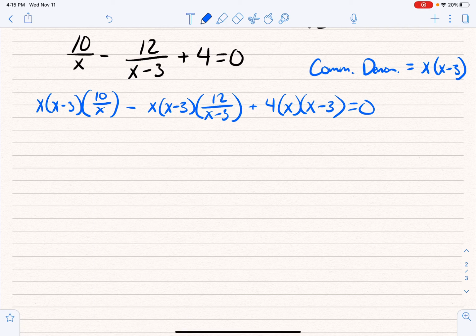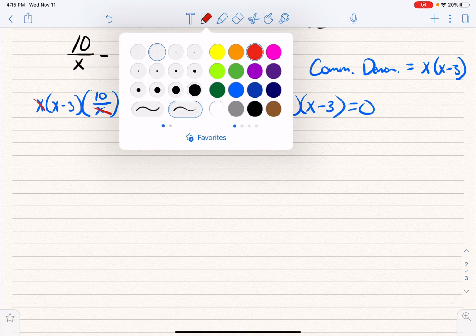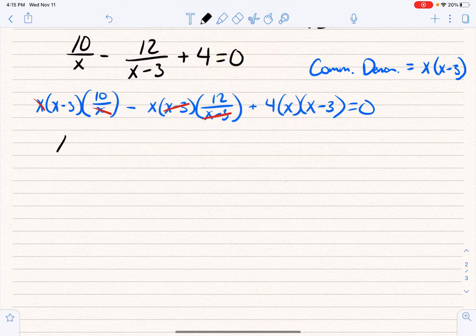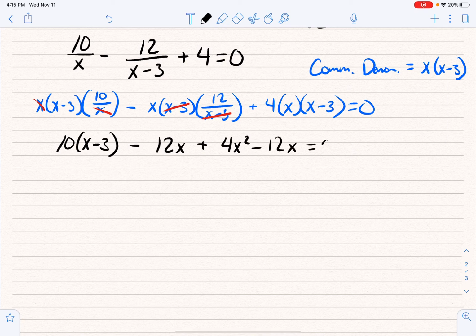Okay, on this side over here, on the first one, the x's cancel out. The next one, the x minus 3's cancel out. And the last one, nothing cancels out. Okay, so I get 10 times x minus 3 minus 12x plus 4x squared. Distribute on this first one, you get 10x minus 30, minus 12x, plus 4x squared, equals 0.